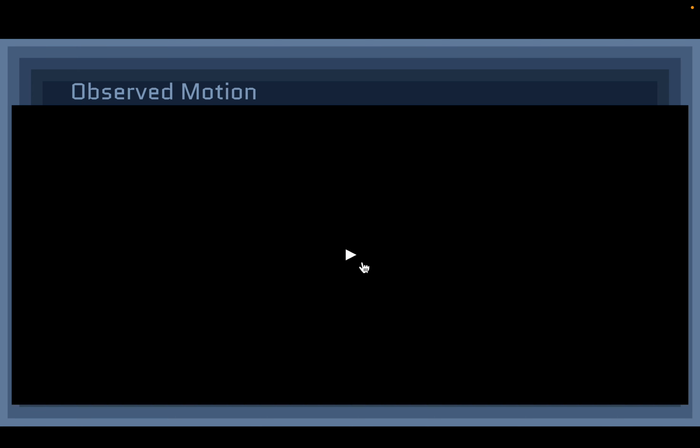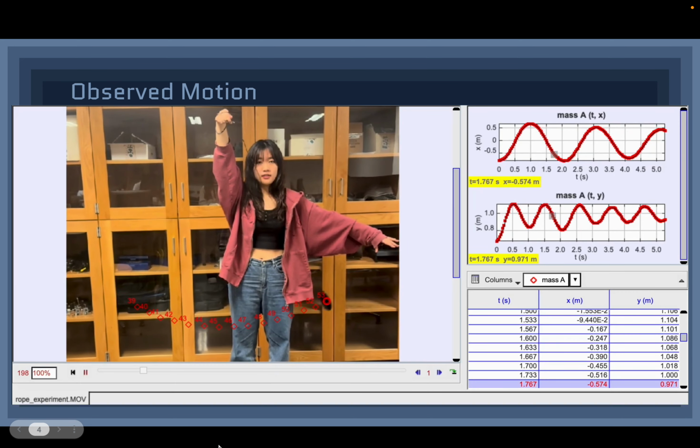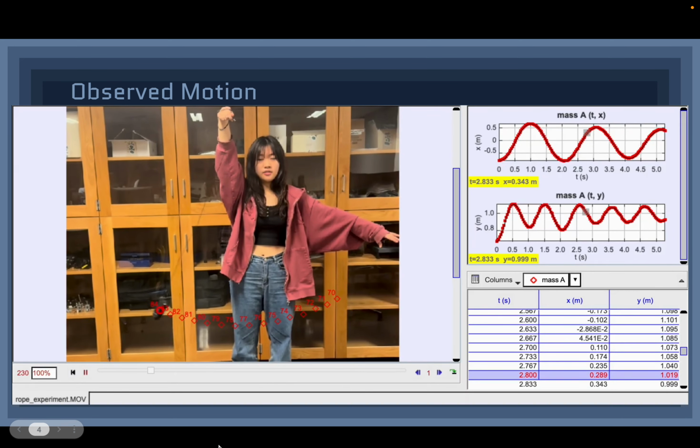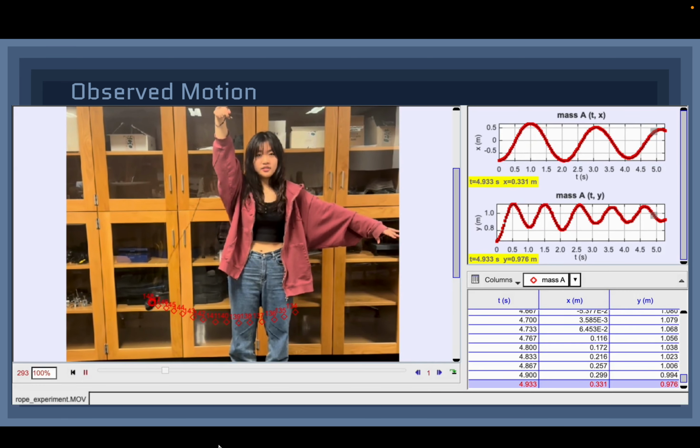So this is the observed motion. Sorry for the lagging.